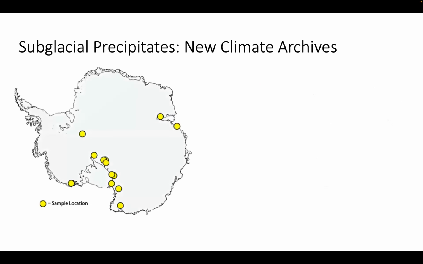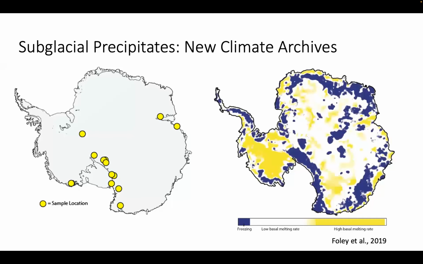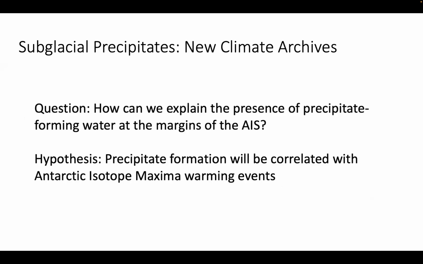So these samples are found at locations near the margins of the ice sheet and along the Transantarctic Mountains, which you can see, the yellow circles are all the different sample locations. And what's important to note about this is that these are also the areas of the ice sheet that we expect to be cold-based or frozen to the bed, while the more interior regions are wet-based and will have water at the bed. But as I mentioned, calcite precipitates can only form in the presence of water. So this sets up the question of how do we explain the presence of the water that formed these calcites that are found at the margins of the ice sheet in regions where we don't expect to find liquid water at the bed of the ice sheet?